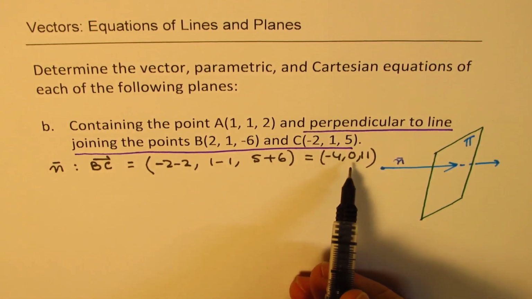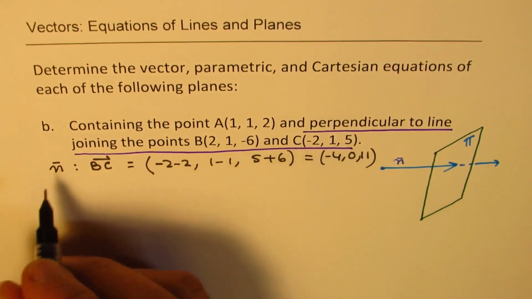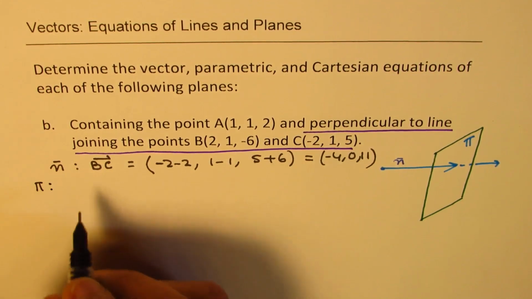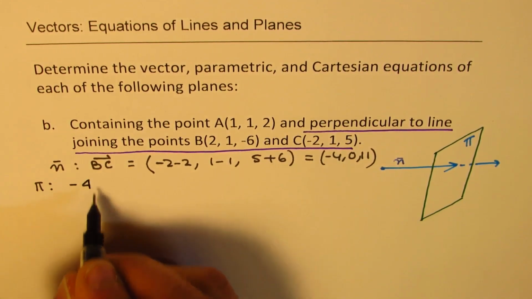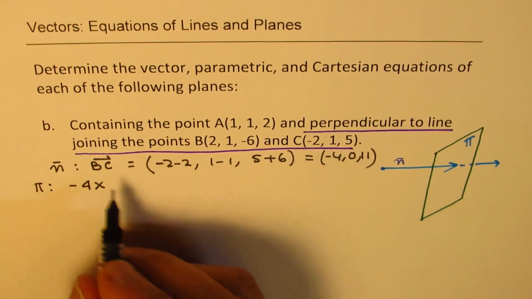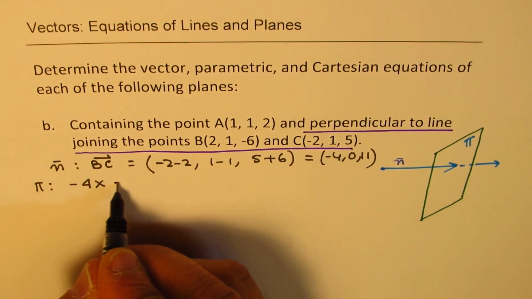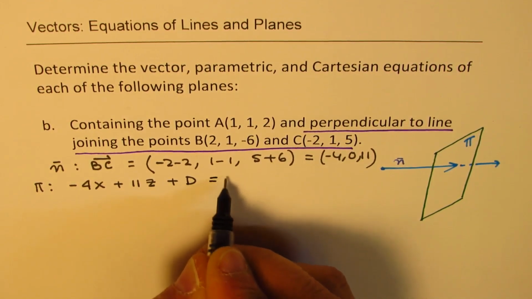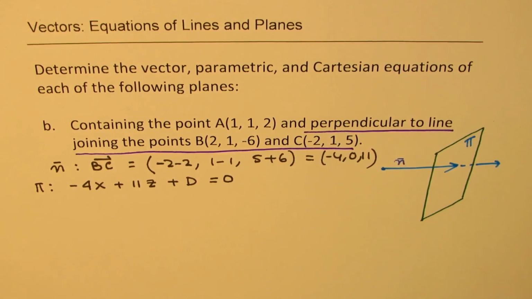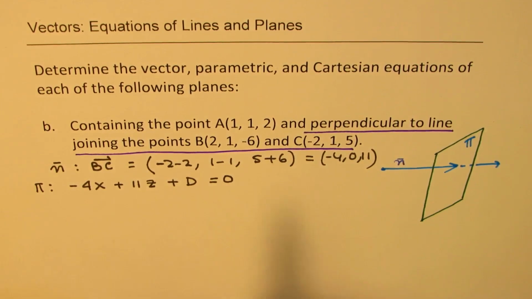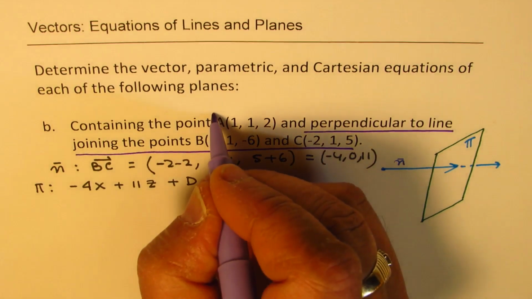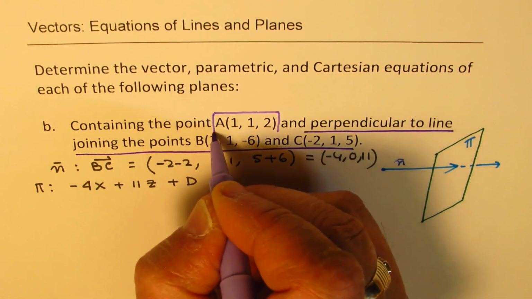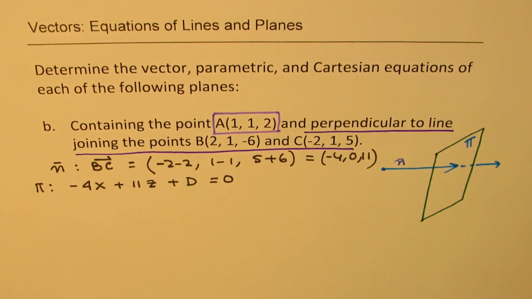Now since we have got the normal, it is very easy to write the Cartesian equation. So we'll say our plane pi can now be written as minus 4x, and the y term is 0, right? No need to write it, plus 11z plus d equals 0. Now to find the value of d, we can use the point given to us, right? So the point given to us is A, which is (1, 1, 2). So we'll substitute here to find d.